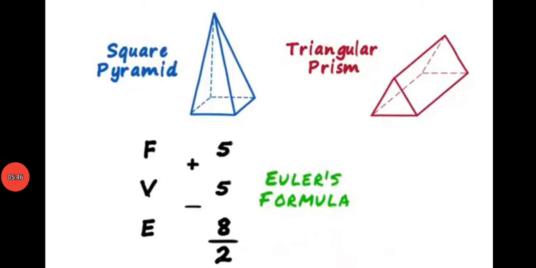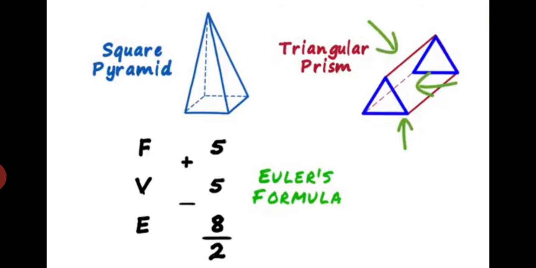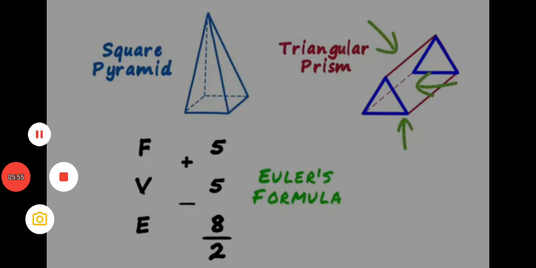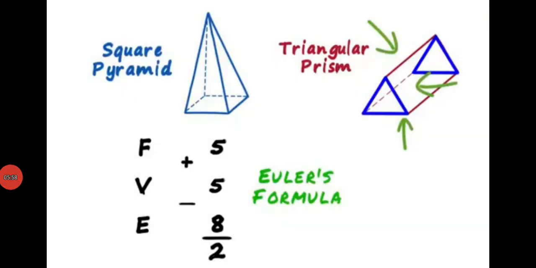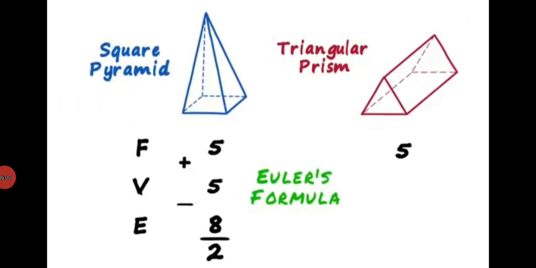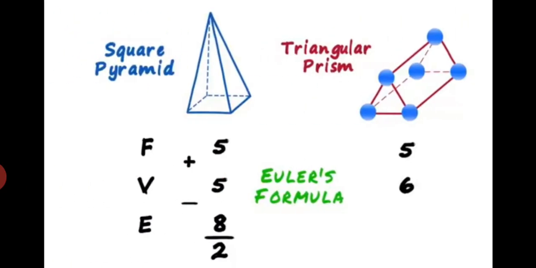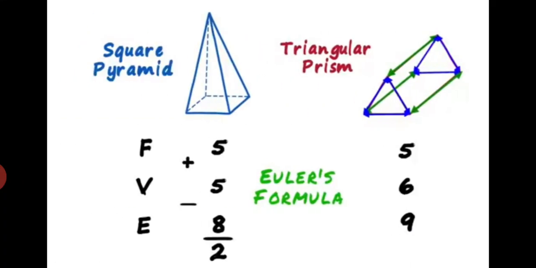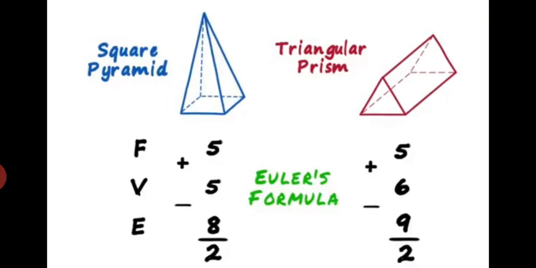Let's check if this formula holds for a triangular prism. A triangular prism has 5 faces. Now the vertices. It has 6 vertices. And what about edges? It has 9 edges. And applying the formula f plus v minus e, here also we got 2.